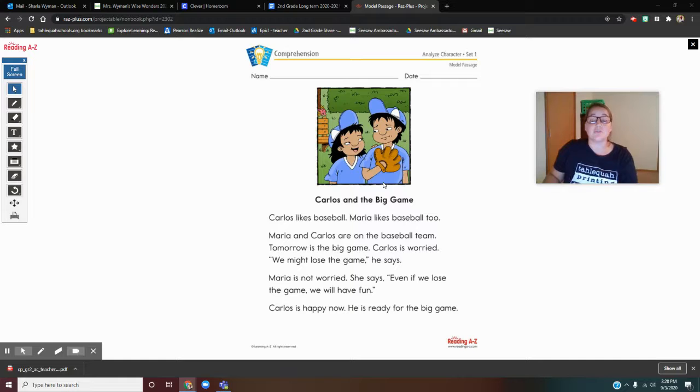Before we even start the story, we're going to use our picture clues. Looking at this picture, we see two friends standing here. Could be a brother and a sister. It could be friends on the same team because they're wearing the same uniform. We can see that one's a girl and one's a boy. The name Carlos, we could assume would be the boy, so we're assuming that's probably Carlos here. And look at his face, his expression. He kind of looks a little upset or defeated.